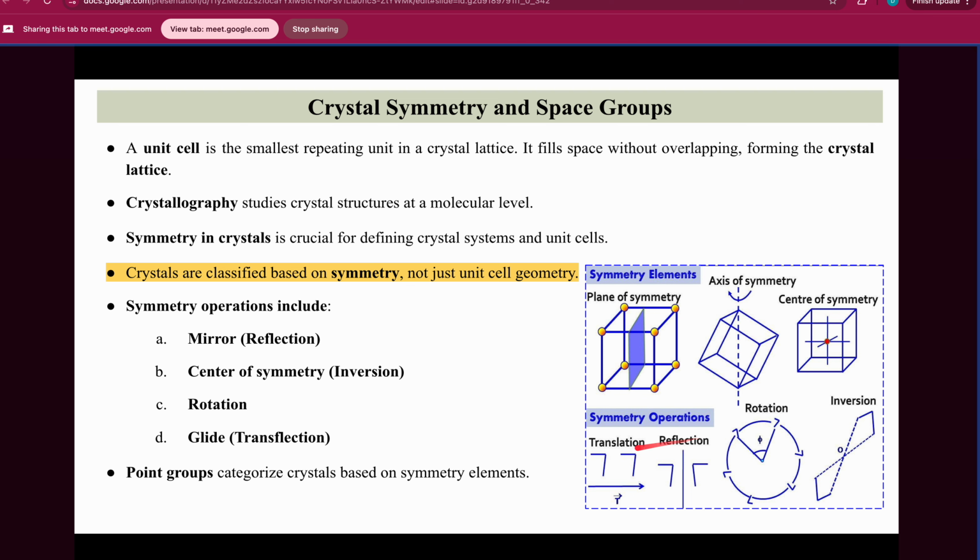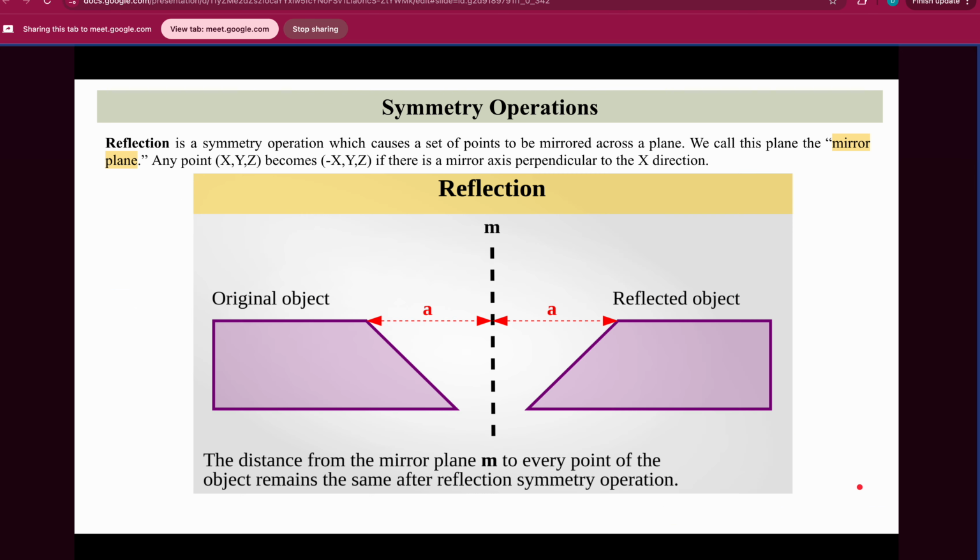And then the symmetric operations. First is translation. This is just to show you a 7 kind of a thing. After translation, it has moved by some distance and reached here, but it is identical. The difference is only in the position. If we talk about reflection, if we see something in the mirror, this is the mirror image of the 7. By rotation, we mean that we have moved it by some angle. This is showing the example of rotation. And in the case of inversion, it is inverted. It is flipped, you can say. This is the example of inversion.